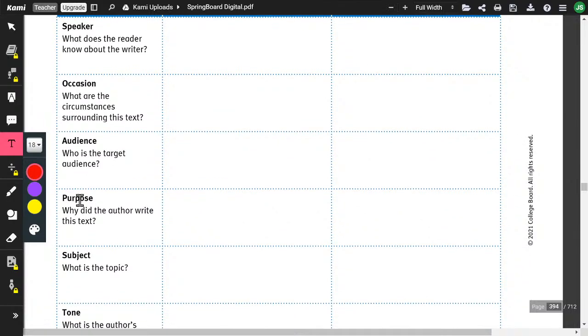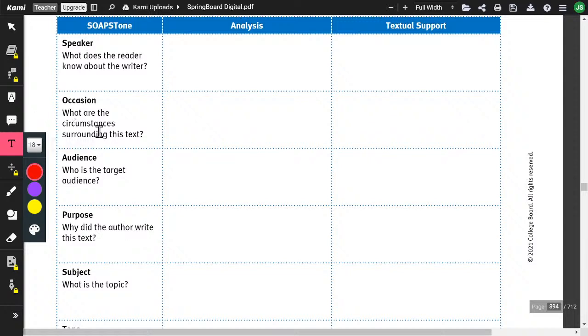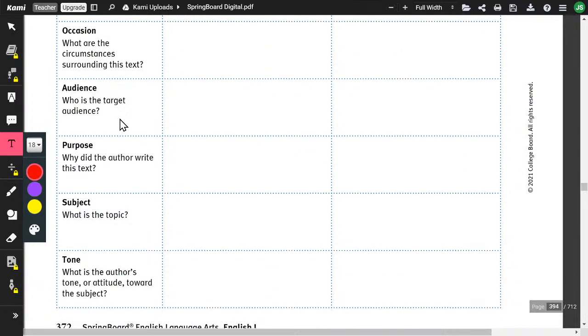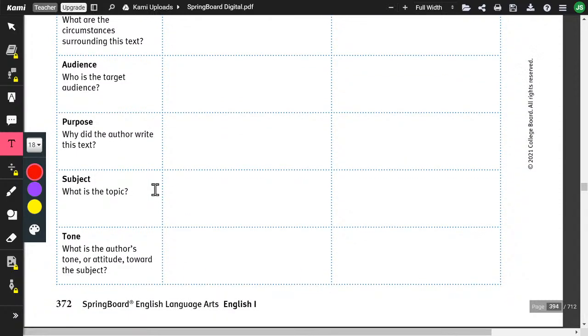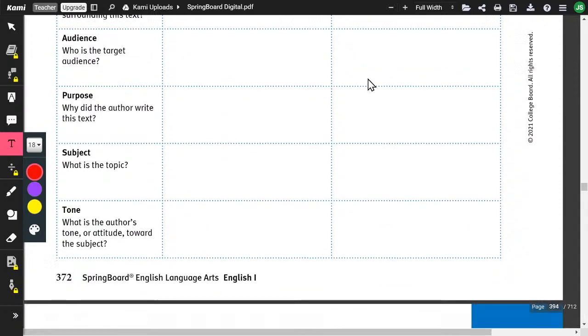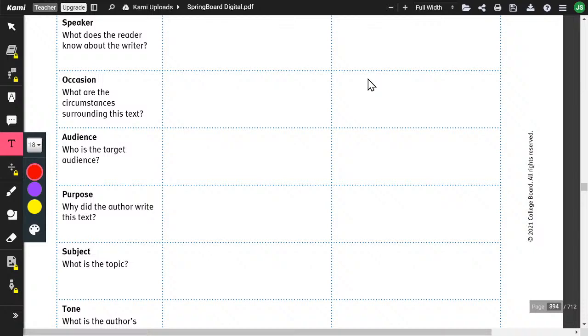Then we come to purpose. Why did the author write this text? Not what happened to bring it about. That's occasion. Occasion is not purpose. Purpose is not occasion. So then we get to the subject. What are they talking about? Well, this is probably the easiest one that you're going to find. And when you combine all of these, how they relate to their audience, what their response is to the occasion, their purpose, then we're going to get into tone. And I want you to fill this out by the end of class.